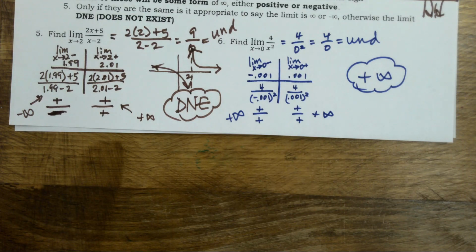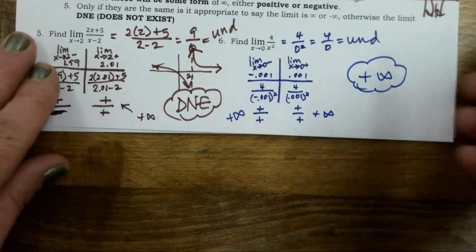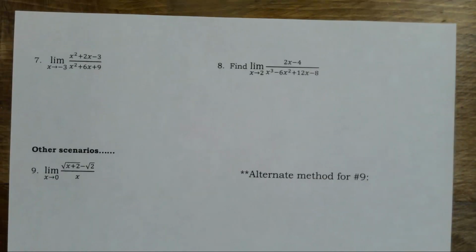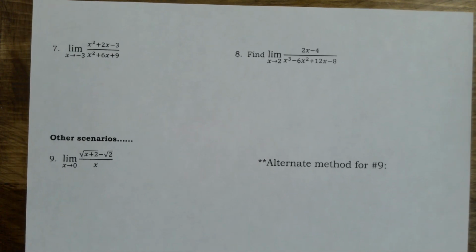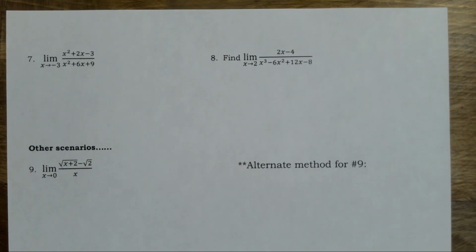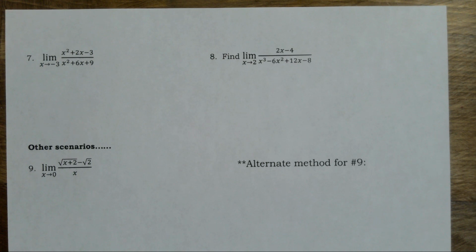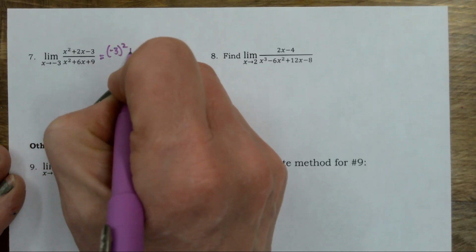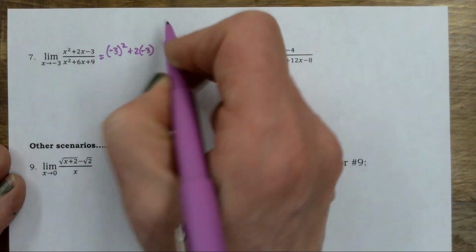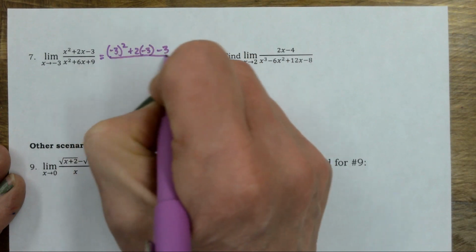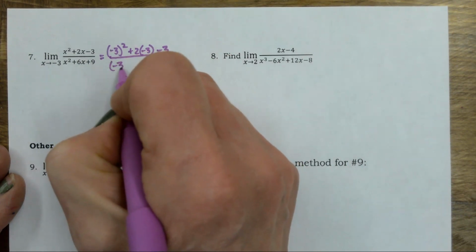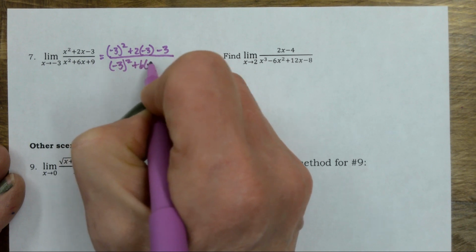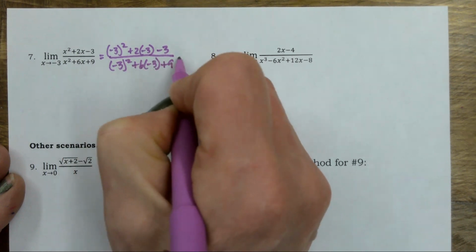All right. Let's go ahead and do another one. Easiest way to take a limit. Just plug it in. Let's do it. Negative 3 squared plus 2 times negative 3 minus 3 over negative 3 squared plus 6 times negative 3 plus 9.